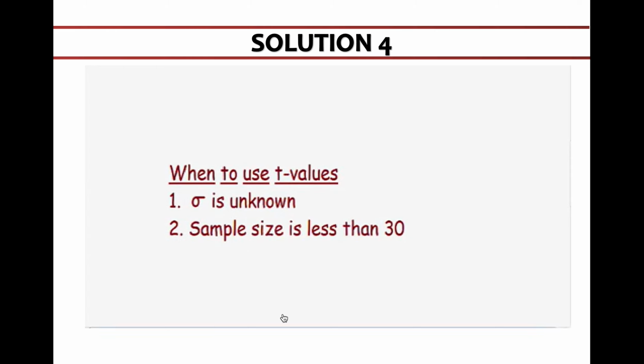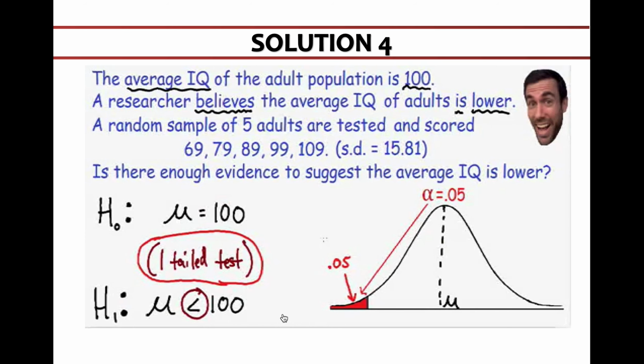So if we go back to our example, let's see if these 2 conditions have been met. It says the average IQ of the adult population is 100, but it never gives us the population standard deviation. The only thing it gives us is the standard deviation of the sample. So the population standard deviation is never given to us. Our second condition, which states that the sample size must be less than 30, has also been met because we have a sample size of 5. So both conditions have been met to use a t-distribution, so that's why I chose to use a t-test for this particular example.